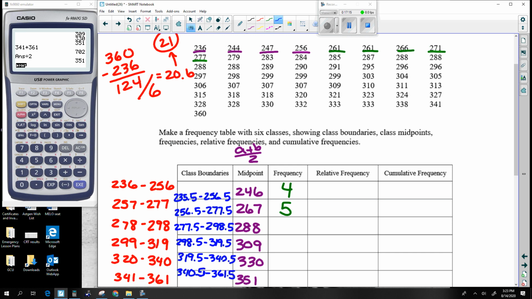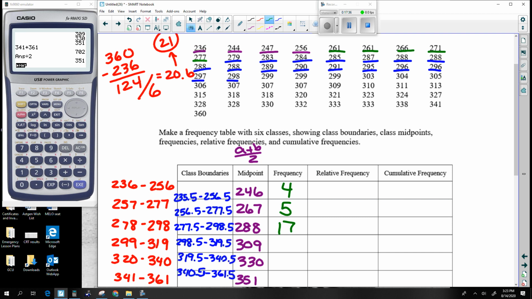298. Ooh, this is going to be a big one. 298 is physically a number right there. So that's 1, 2, 3, 4, 5, 6, 7, 8, 9, 10, 11, 12, 13, 14, 15, 16, 17. That's a big one.